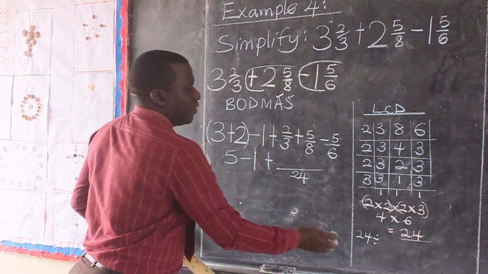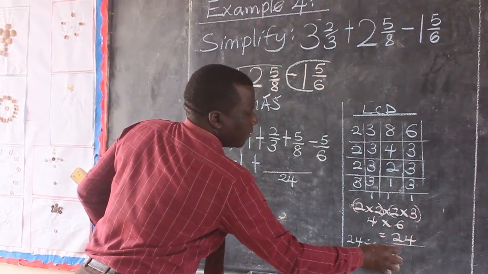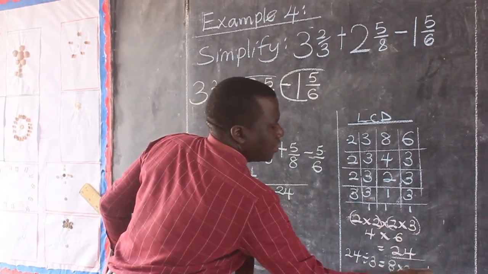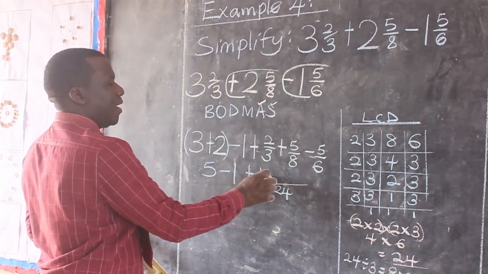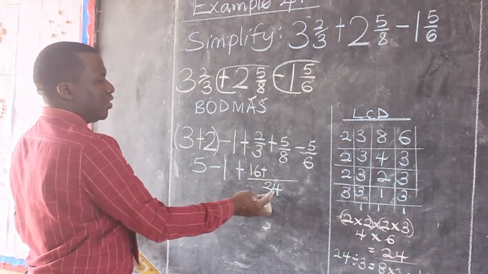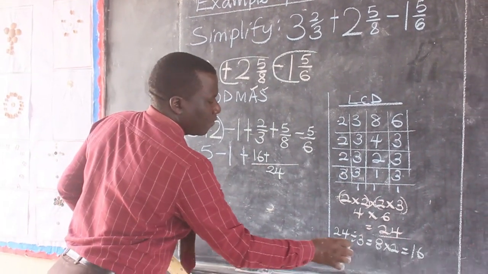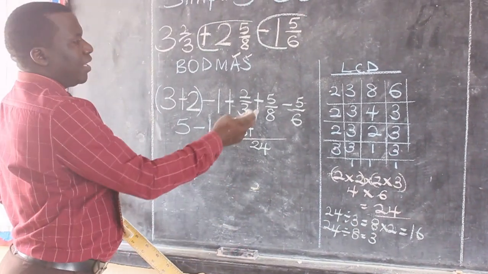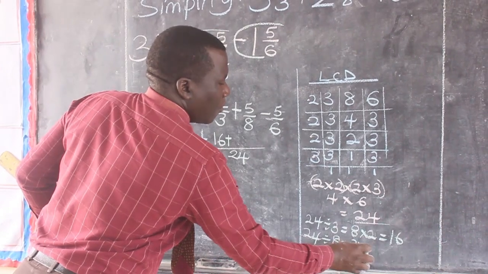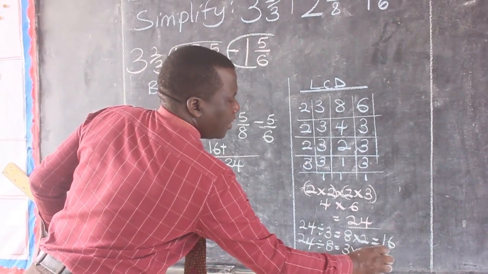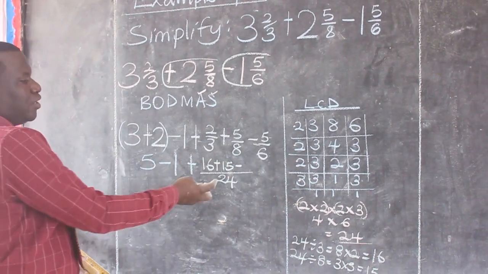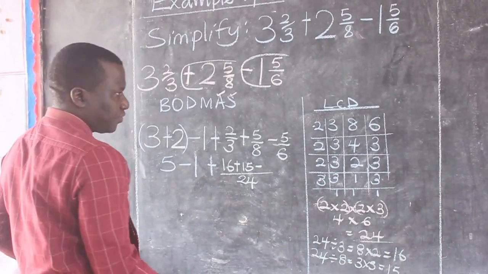24 divided by this 3 gives us 8. And 8 times this 2 gives us 16. Come and write 16 here. Add 24 divided by 8. 24 divided by 8 is 3, times the 5, which is 15. Write 15 here, minus 24 divided by 6.